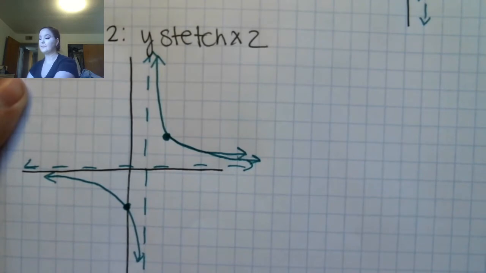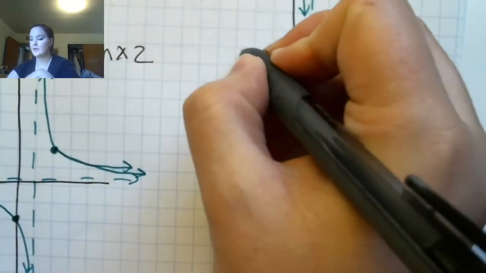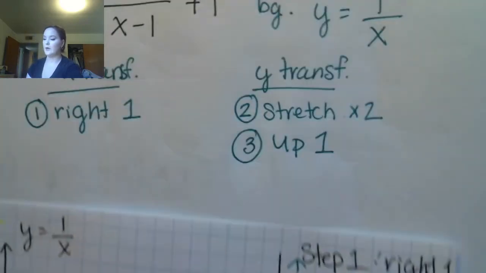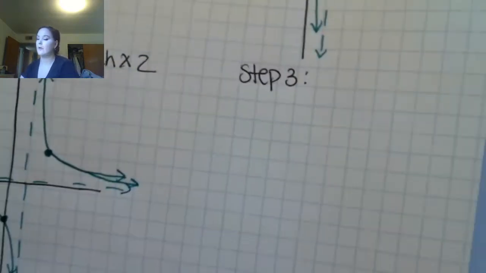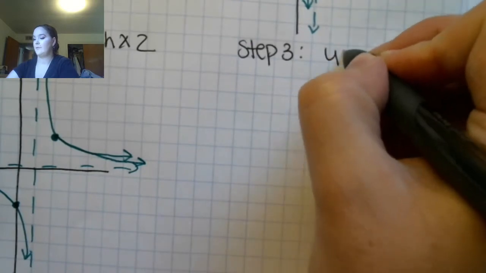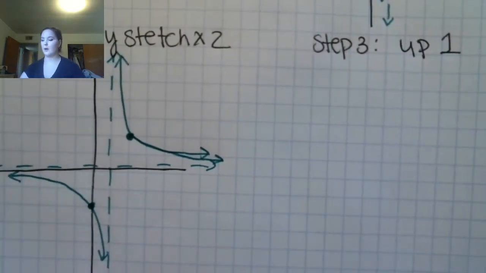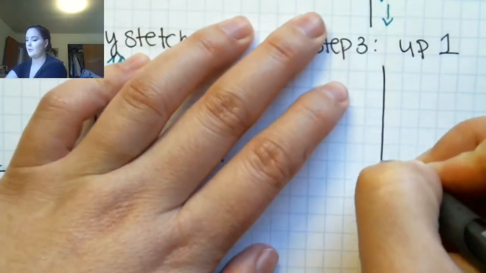Then let's look at our last transformation, which was up 1. So we're going to take everything from our previous graph and shift it up 1.